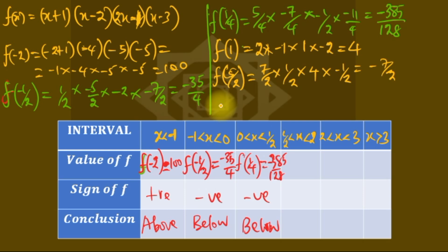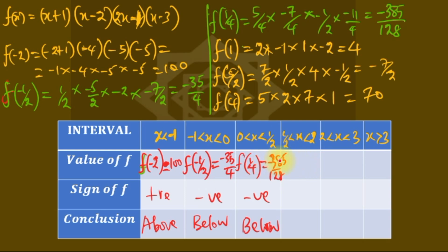So finally, numbers greater than 3, let's choose 4. f of 4. So this is 5 times 4 minus that is 2 times 4, 8 minus that, times 4 minus 3 is 1. So I have 7. So let's put in the values so that we'll plot the graph now.